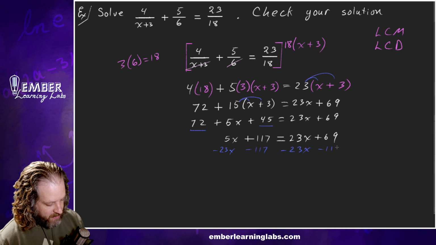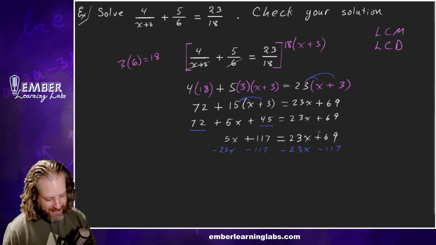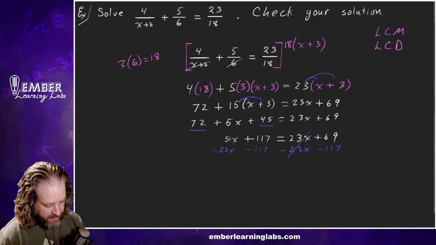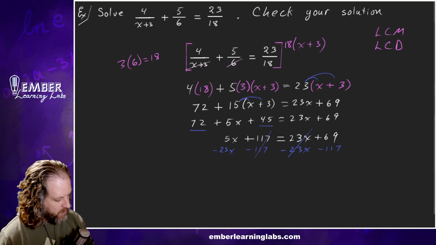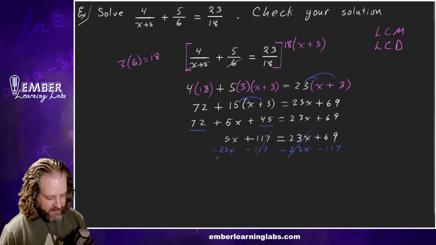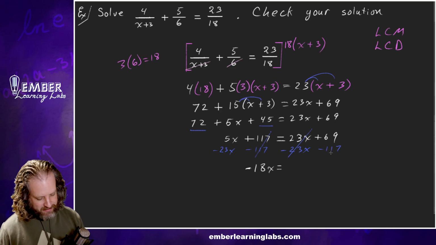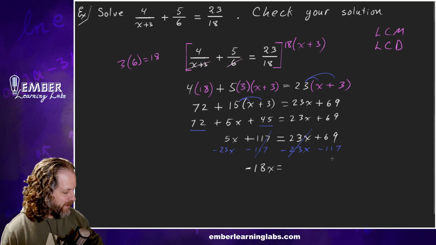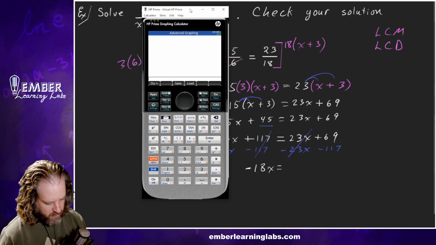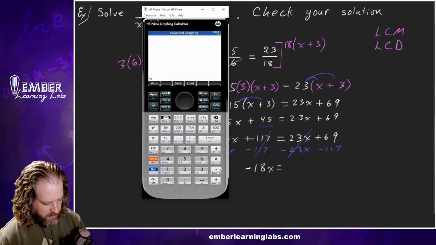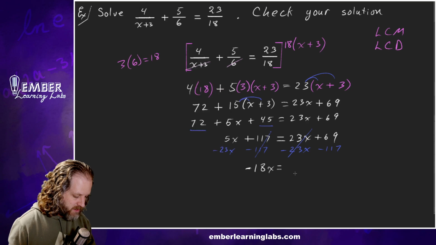You could do it the other way around if you wanted to keep positive numbers, right? I just like to move the variable over to the left. It's just kind of how we roll around here typically. All right, so 5x minus 23 would be negative 18x equals 69 minus 117. I don't feel like doing that in my head. Let me pause and pull up my calculator. Okay, here we are. So we're going to do 69 minus 117, negative 48.